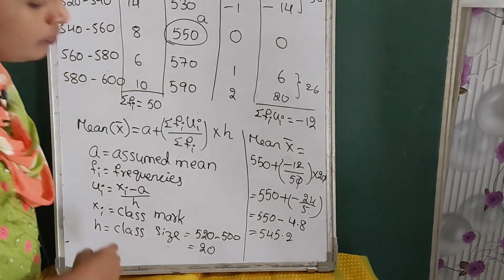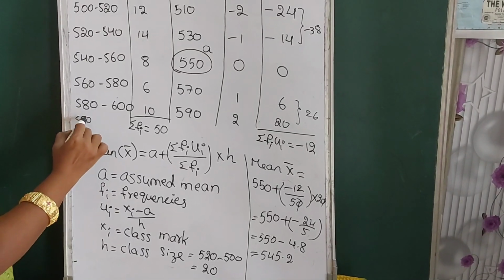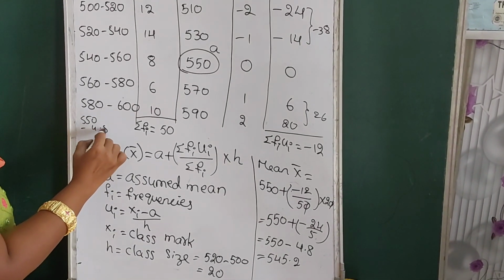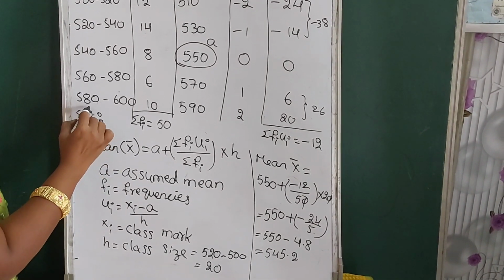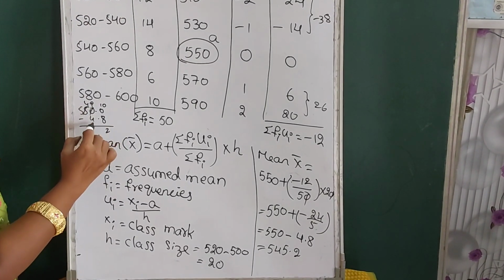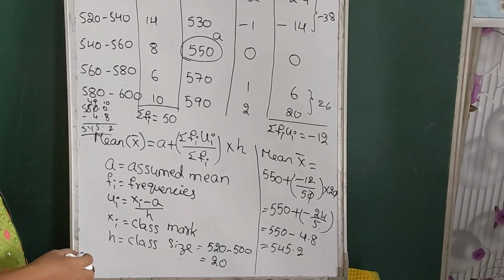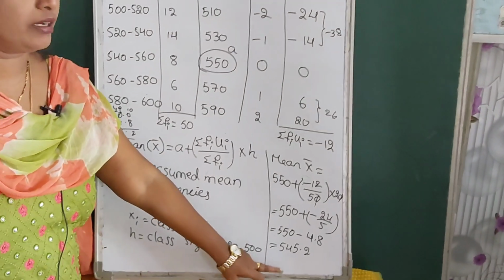So 550 minus 4.8, that will be equal to 545.2. That is the required answer. Once you can check 550 minus 4.8. So here it will be 4. Here it will be 9, 10, 2, 5, 545.2, correct. Okay, this is our required mean.